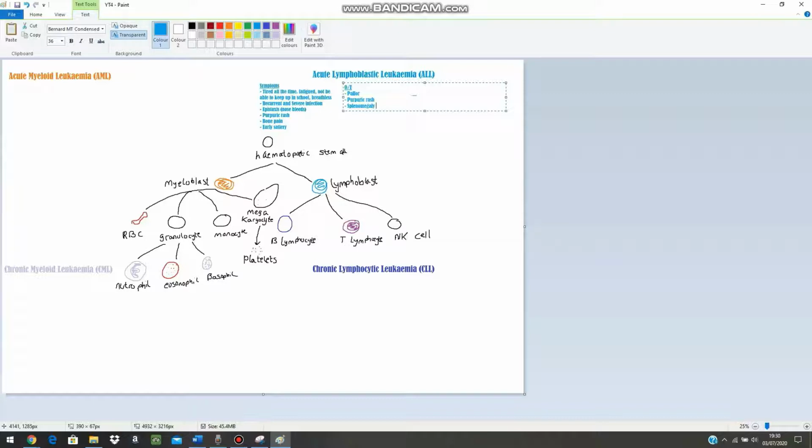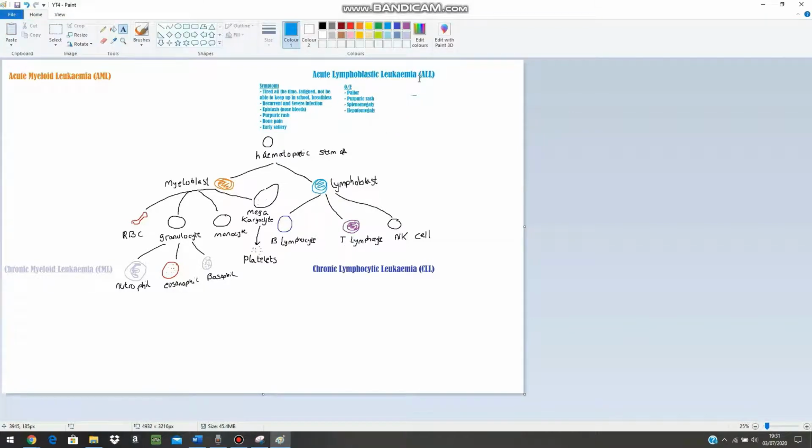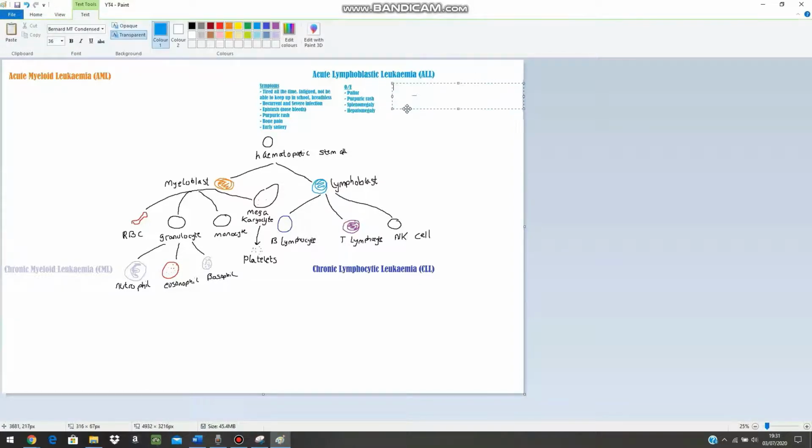Thus, we get extramedullary hematopoiesis. So, this is production of red blood cells outside of the bone marrow. And one of the organs that do this is actually our spleen. So, as this kicks in, the spleen goes into hyperdrive and becomes large. Another organ to become infiltrated is the liver. Thus, we may get hepatomegaly, due to infiltration of the lymphoblasts into the liver.